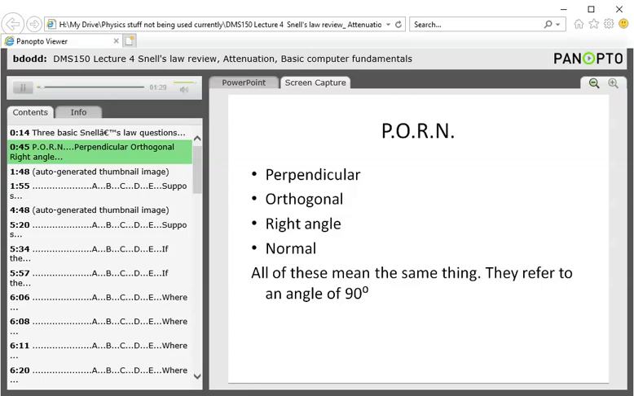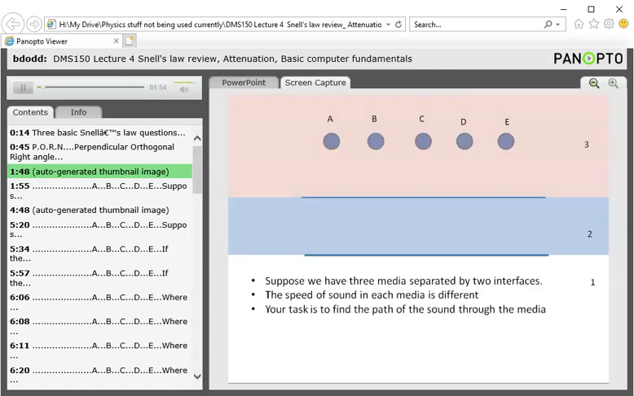And if you're curious, this is posted on Blackboard if you want to look at this there. This is your interface here, and this is a line that's perpendicular or orthogonal to it.